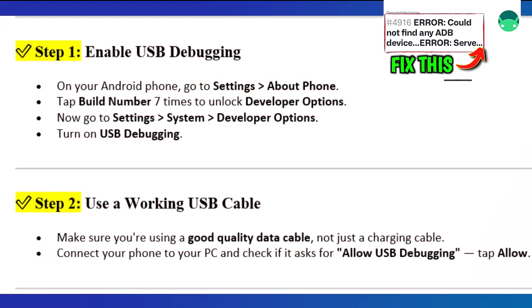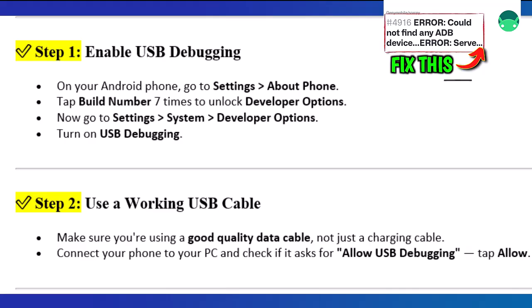Step 1. Enable USB debugging. On your Android phone, go to Settings, About Phone. Tap Build number 7 times to unlock developer options. Now go to Settings, System, Developer Options. Turn on USB debugging.